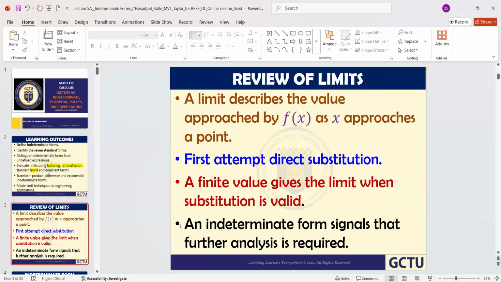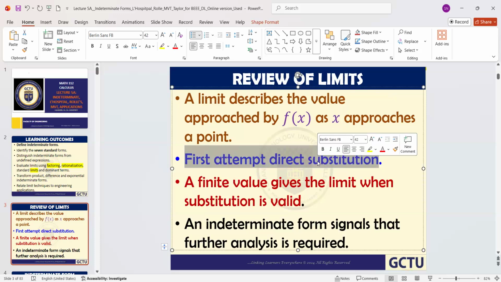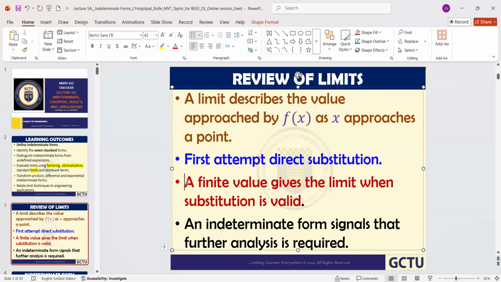So now let's review the knowledge of limit. Last semester we did limits. Now what is a limit? So limit is described as a value approached by a function as a particular value of x approaches a point. That's the concept of a limit. So our initial knowledge of limit is, first of all, attempt to do direct substitution. If it works, then you are good to go. But if it doesn't work, then you may have to use the technique we are learning today. So when you do the direct substitution, a final value gives you the limit when the substitution is valid.